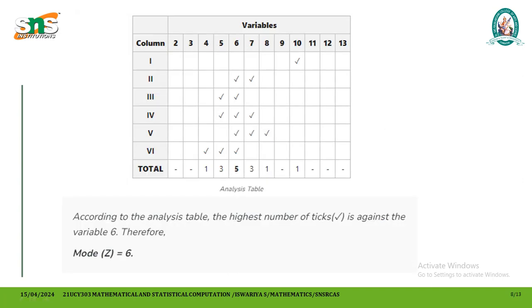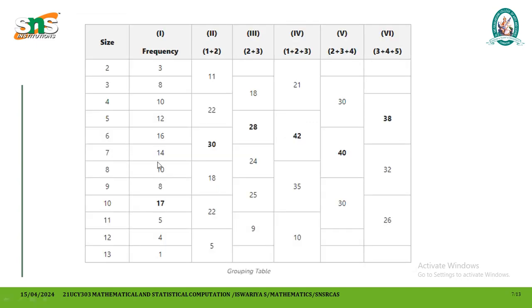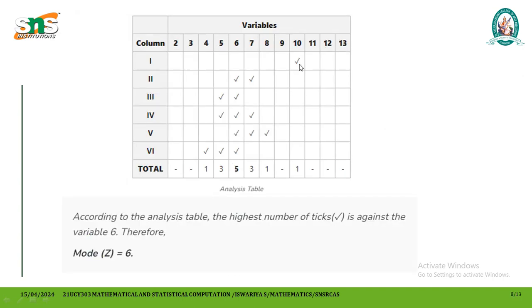So this is the analysis table. Here we analyze the table using the grouping table. For the first column, the highest number is 17. The number 17 is nearest to 10, so we put one tick below 10.